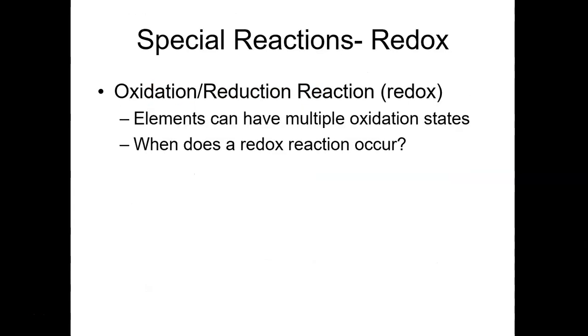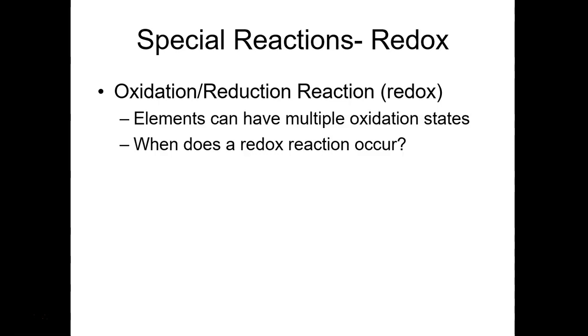We have another special type of reaction, which we call a redox reaction. Redox is short for reduction and oxidation. Now we know that elements have multiple oxidation states. We learned that in Unit 4 when we were talking about transition metals and how they can have multiple different charges.